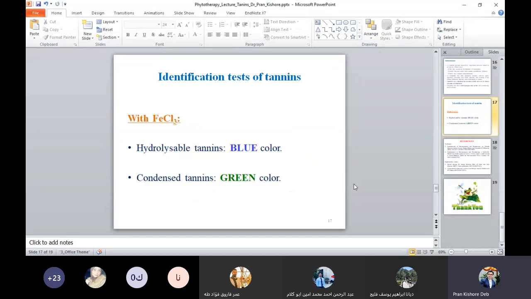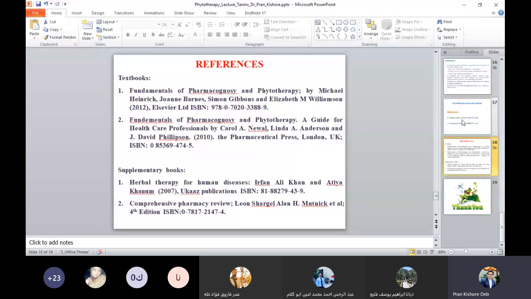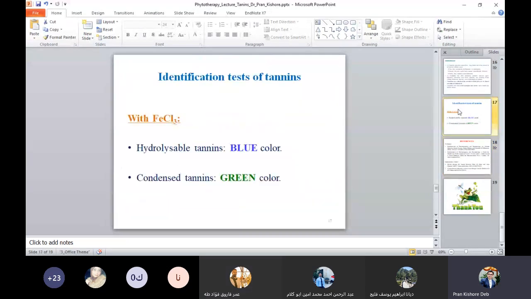Finally, coming to the identification test for tannins. You know how to differentiate them. We have already studied hydrolyzable tannin. It gives blue color with ferric chloride, whereas the condensed tannin gives green color with ferric chloride. So that's all. It's a very simple chapter. Even though number wise you have a lot of chapters, you have small chapters like this.